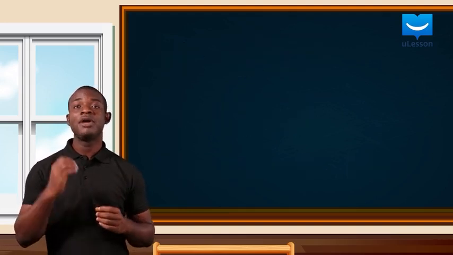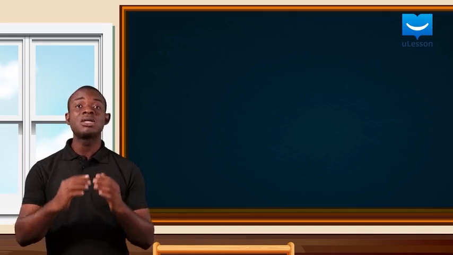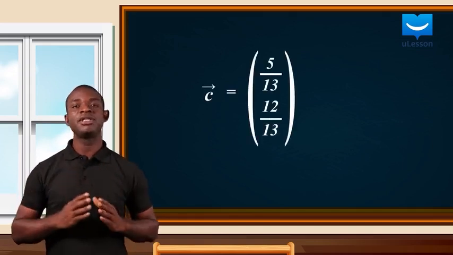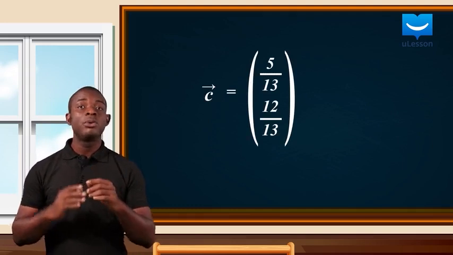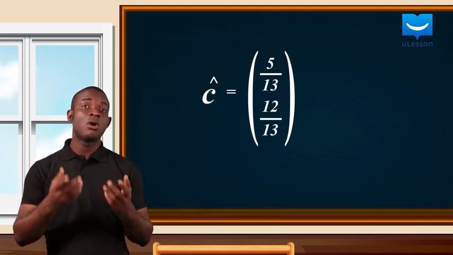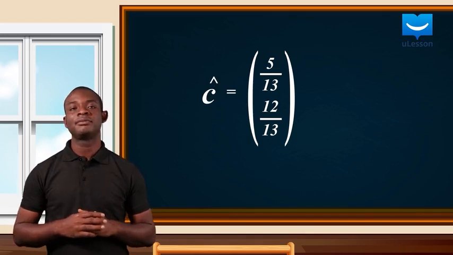Unit vectors are usually written with a circumflex or heart-like symbol above the letter or letters denoting the vector. So, we can rewrite the unit vector C with a circumflex or hat above it.